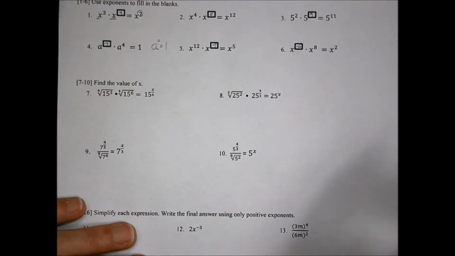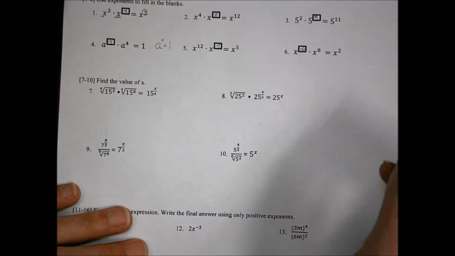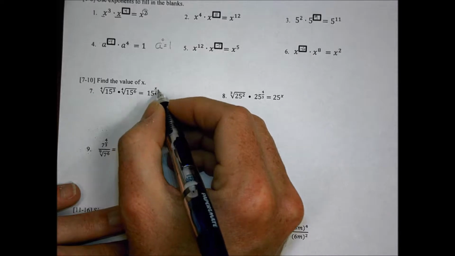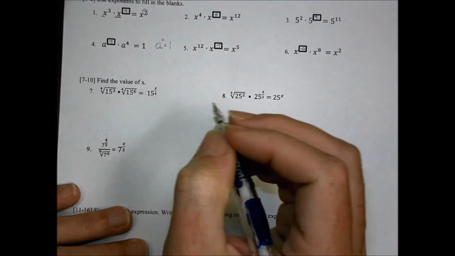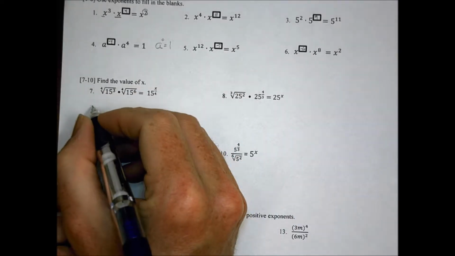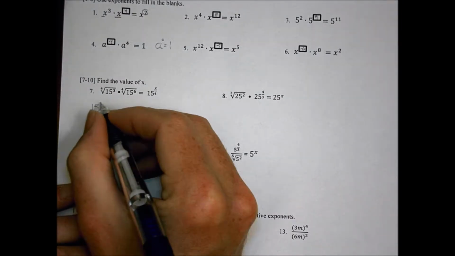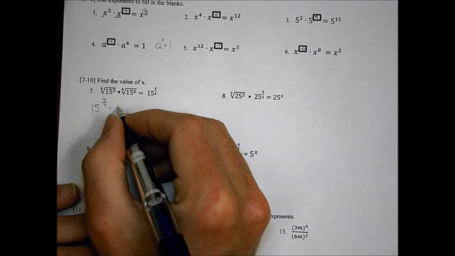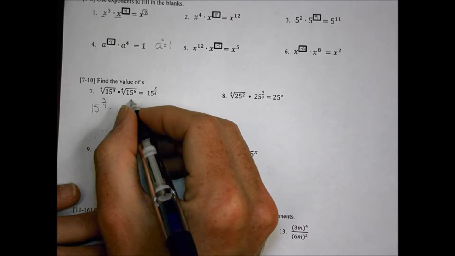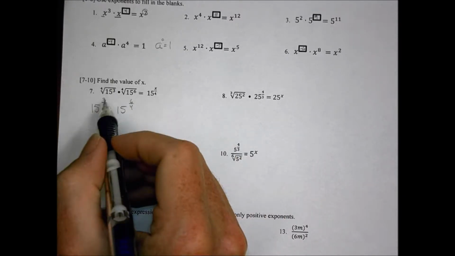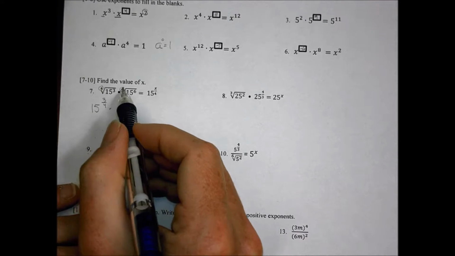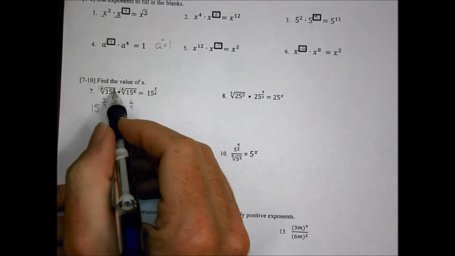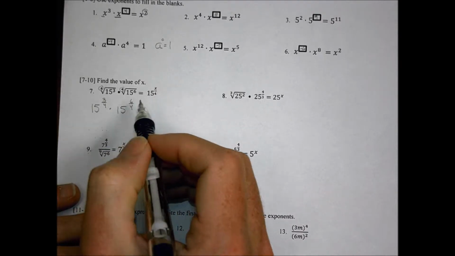All right, looking at the next section. Find the value of x. Okay, well, let's rewrite this. Here, this is in that fractional form, right? And here we have it in radical form. So let's rewrite these as 15 to the 3/4 times 15 to the 6/4. The fourths comes from right there. That's where the 4 comes from. That's our denominator value. And here we have a 3 and the 6.